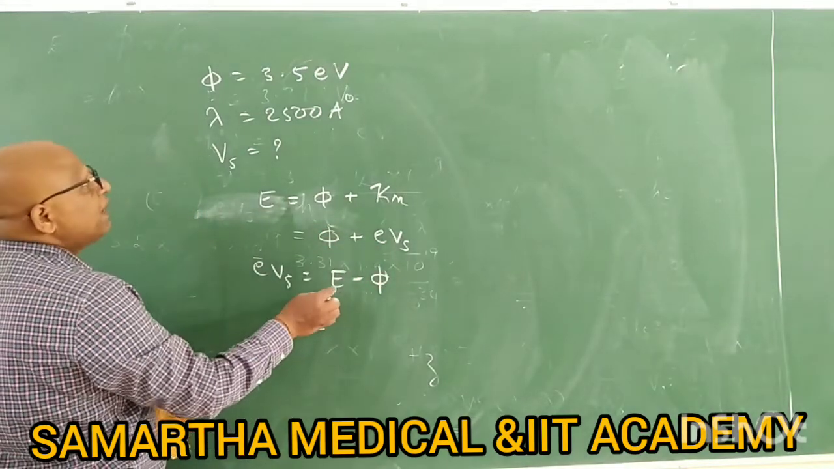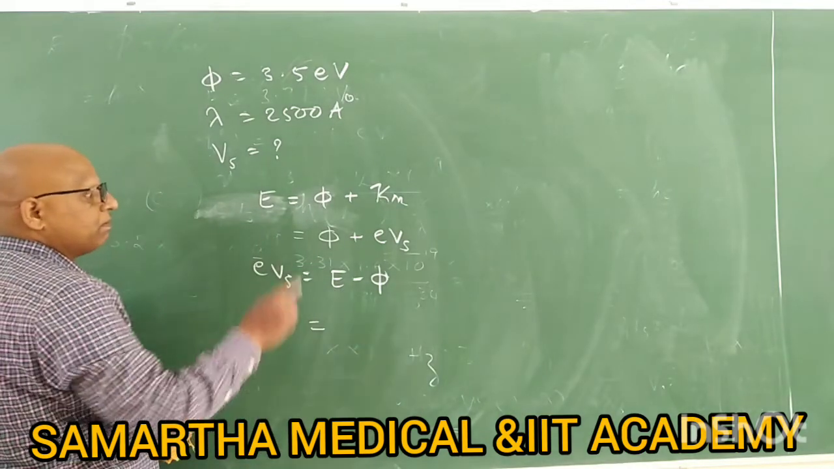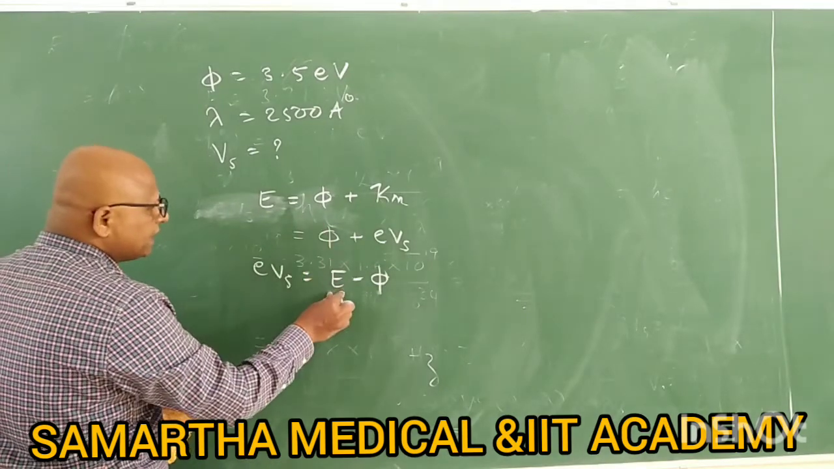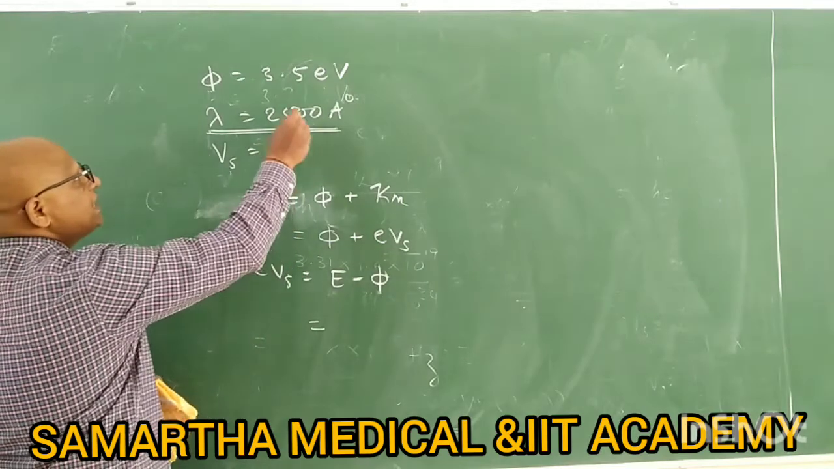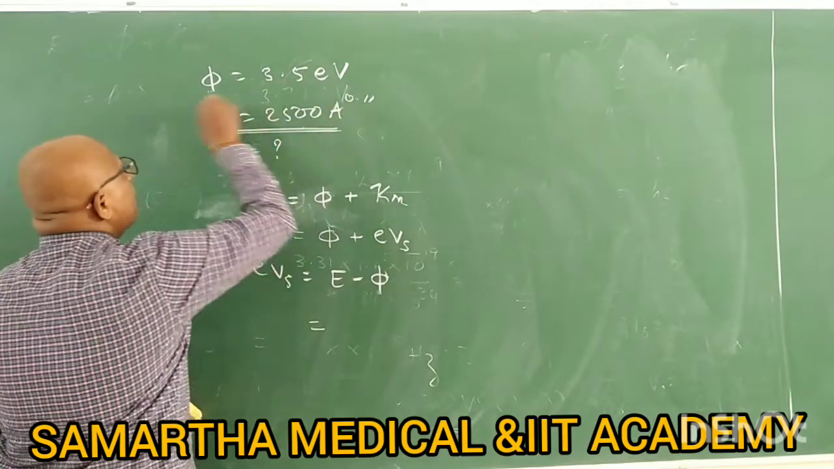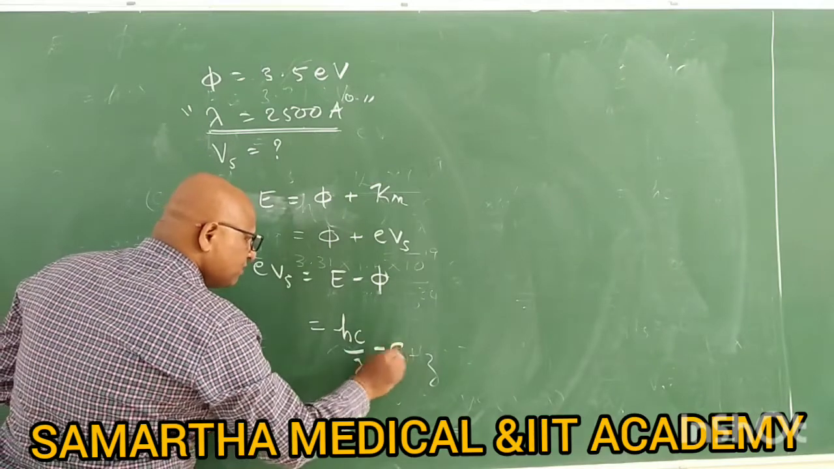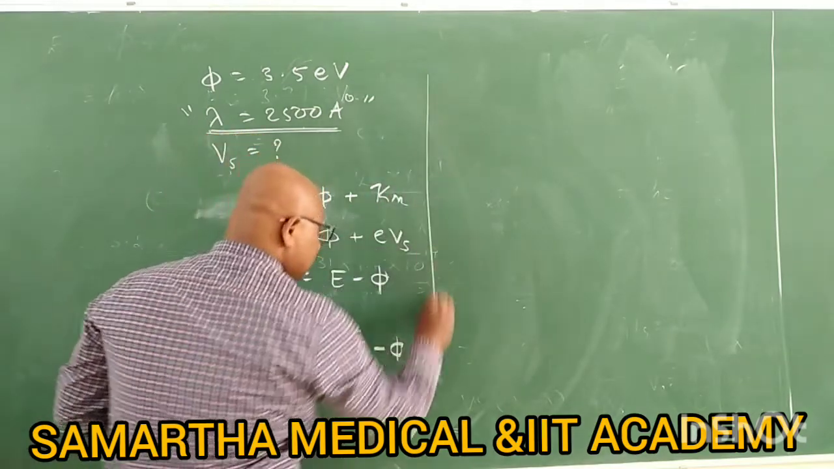Do you know the value of E, the energy of the photon? You don't know the energy of the photon, but you know the value of the work function. Now let us calculate the value of energy by the given expression, because the energy can be calculated using the wavelength given. So energy is Hc by lambda, minus phi.